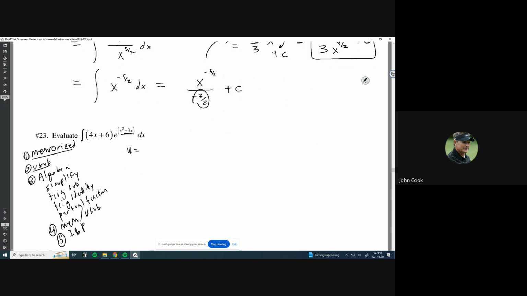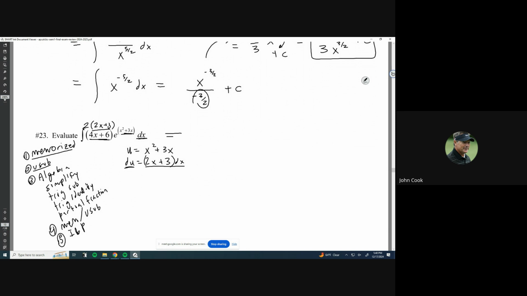I'd let u be equal to x squared plus 3x. And then, I'd take the derivative. So du is equal to 2x plus 3. And then I'd try to see if 2x plus 3 dx is somewhere in there. And it is, right? Because 4x plus 6 is really 2 times 2x plus 3. So I can make a clear substitution here because I can take that 2x plus 3 and that dx and turn it into a du.